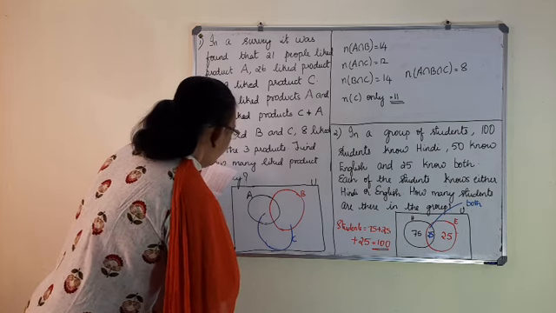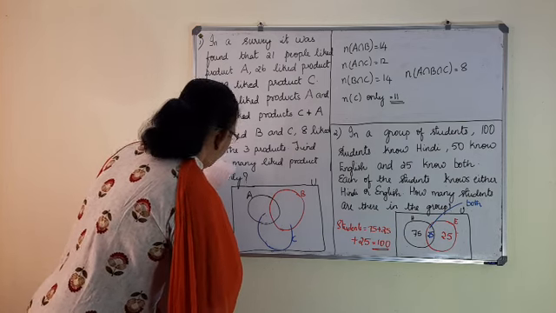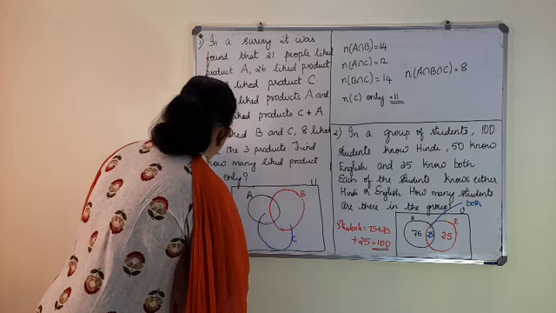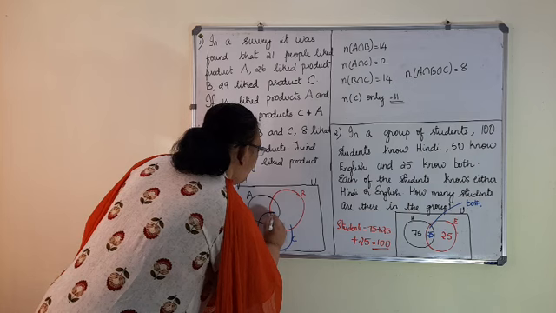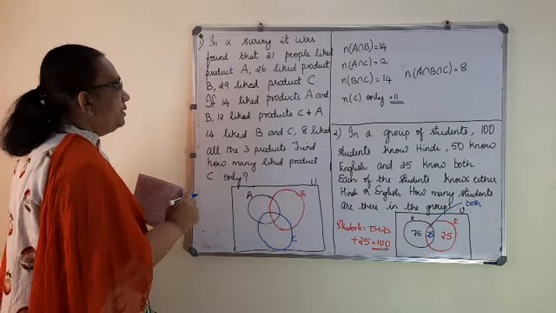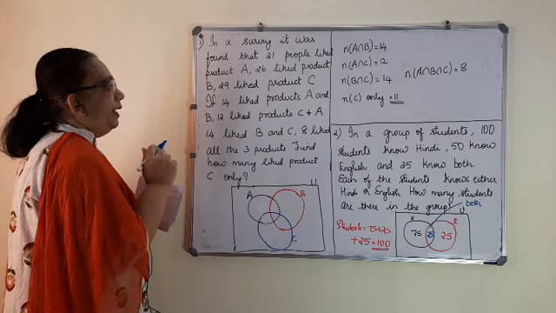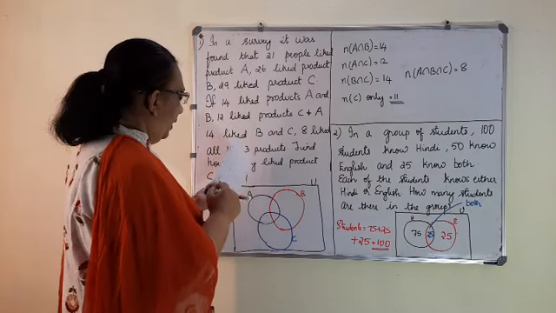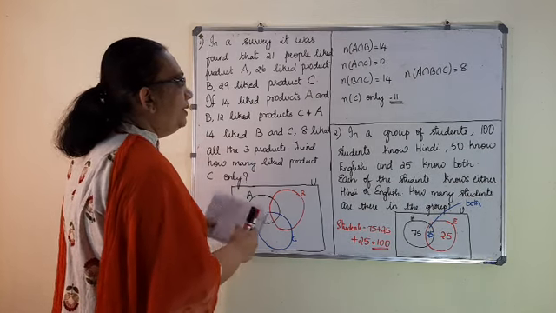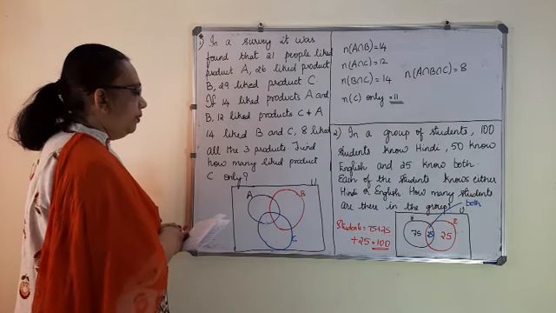From the question itself, I understood that there is something in common. So I drew the figure in such a way that there is a common portion for all the 3 sets. A intersection B is equal to 14. A intersection C is equal to 12. B intersection C is equal to 14. And n of A intersection B intersection C is equal to 8.